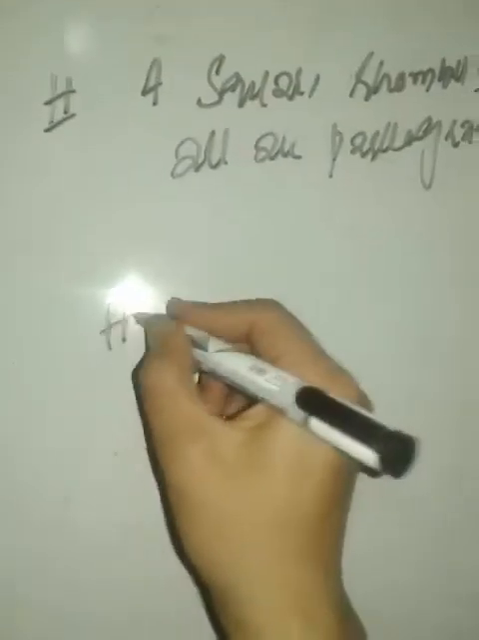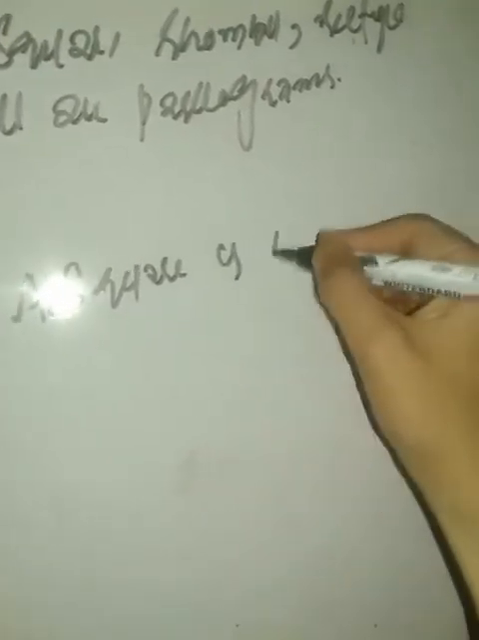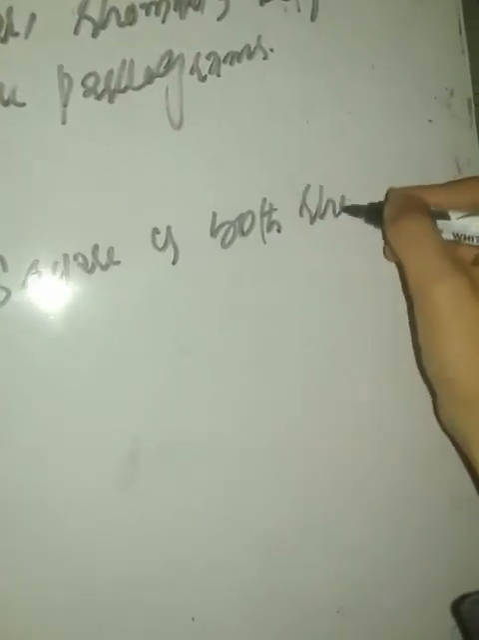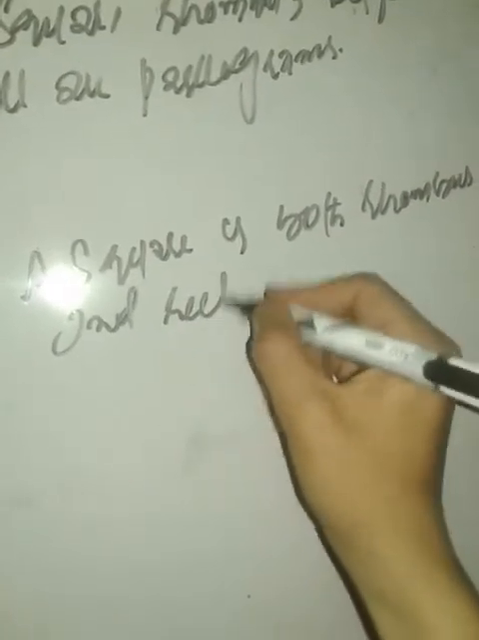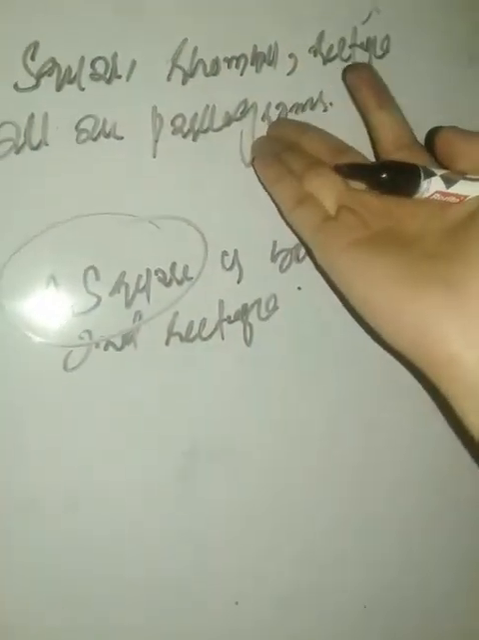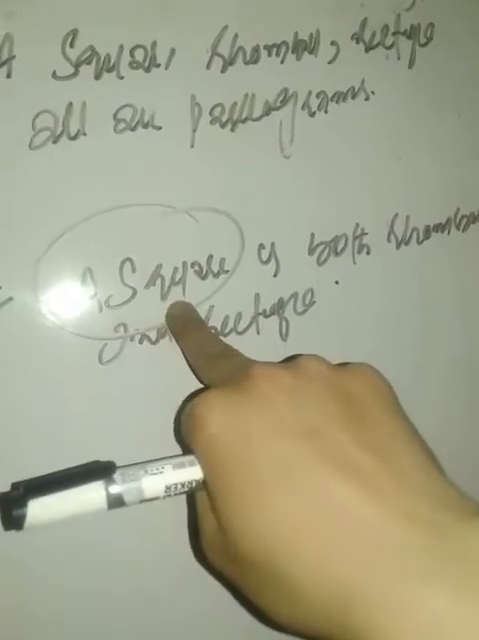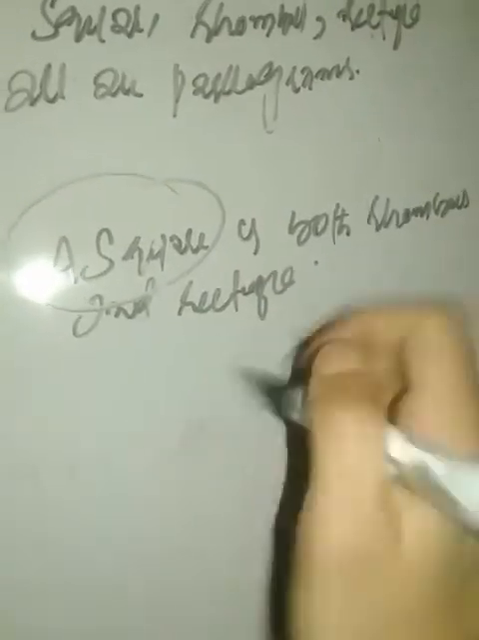A square is both a rhombus and a rectangle. Why? What is a rhombus? Having all sides equal. Is every side of a square equal? Of course, yes. What is a rectangle? Opposite sides equal. When we say all sides are equal, opposite sides are obviously equal. And in a square each angle is 90, and in the rectangle we also have each angle 90. So every square is both a rhombus as well as a rectangle.